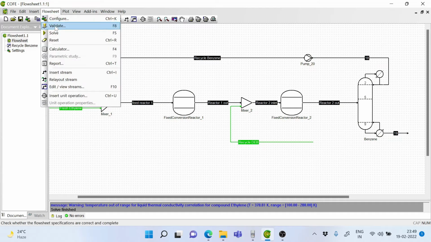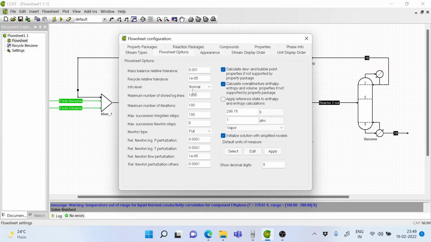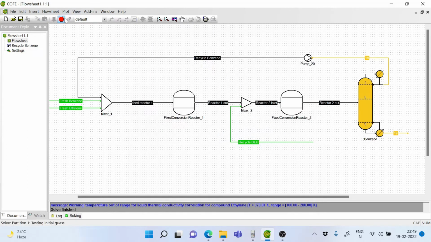Afterwards, let's go to flow sheet and go on configure. And in configure, go to flow sheet options, and in relative tolerance, start with the least relative tolerance, that is e raised to -1, and start the simulation.